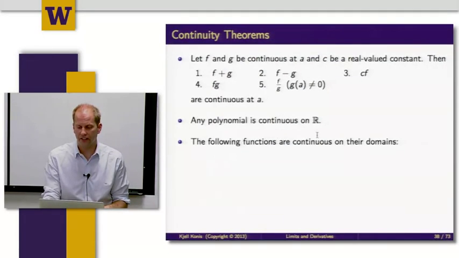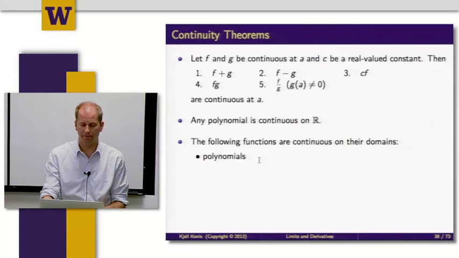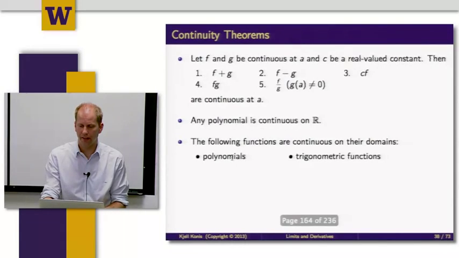And then the following functions are continuous on their domain. So the domain is just where the function is defined. So sometimes you have to be a little bit careful. Like if you have the logarithm, that's not going to be defined for a negative number. So like I said, a polynomial is continuous on the entire real line. So its domain is the entire set of real numbers. So it's continuous on its domain.